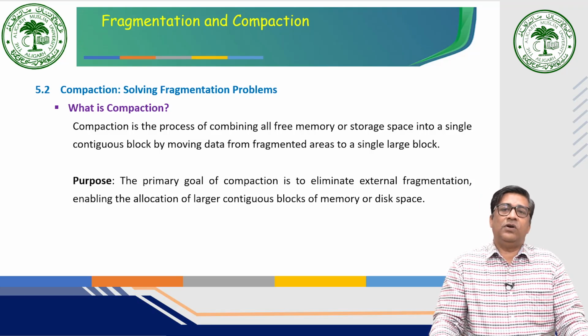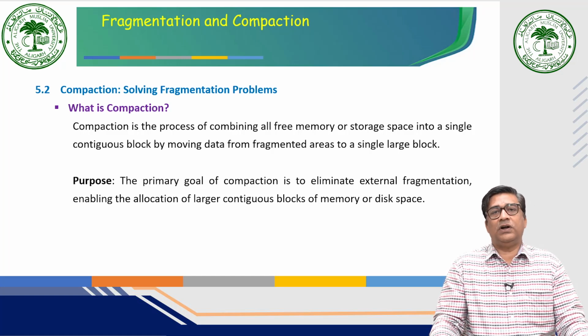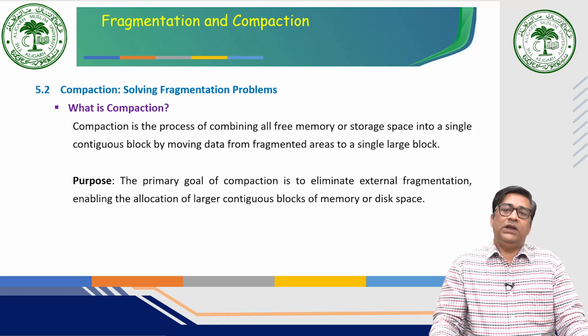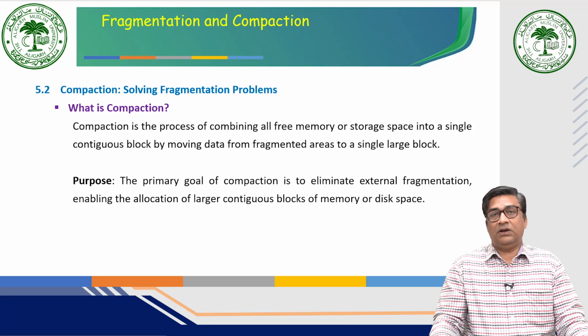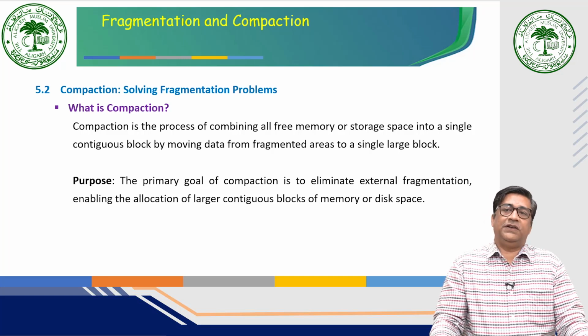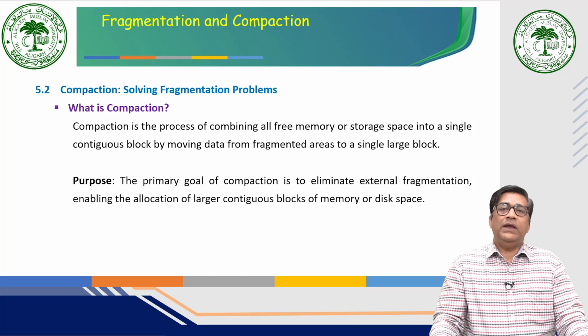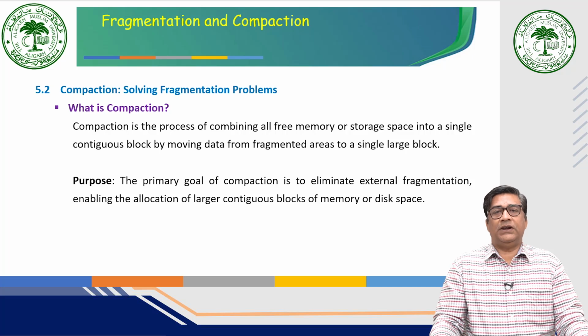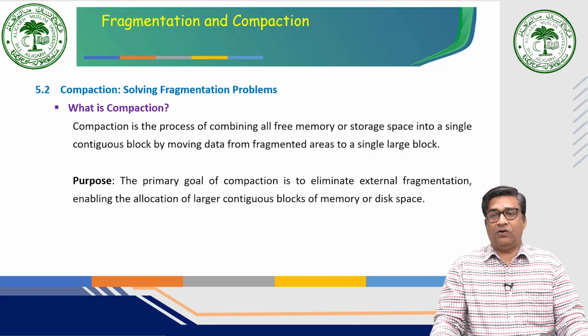All those free areas become available and are joined together. This process involves moving the data from scattered locations to a single continuous block. The primary goal of compaction is to eliminate the external fragmentation, which occurs when, as we have just seen, free memory or storage space is fragmented into small non-continuous blocks. By consolidating these fragmented blocks, compaction creates a large continuous area that can be allocated for a process or data.